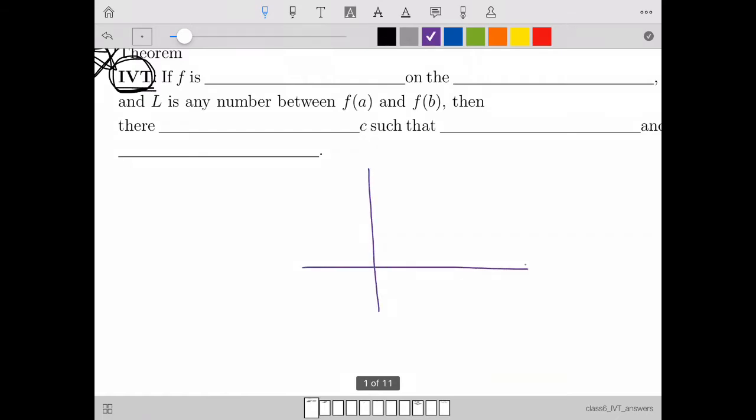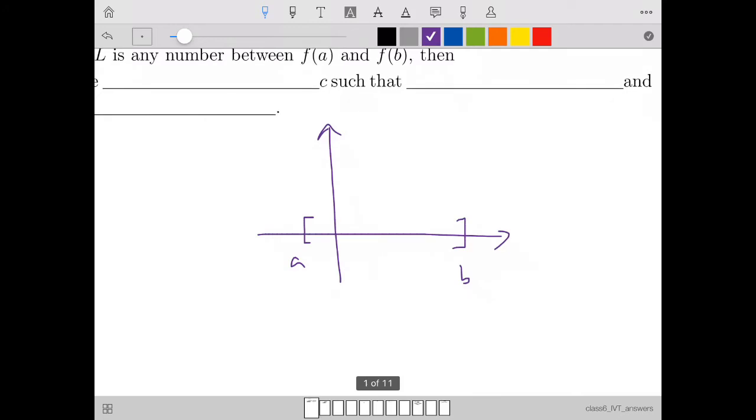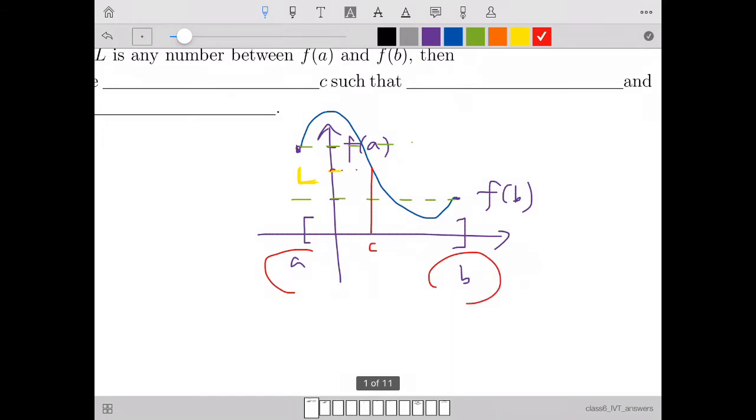If I have a continuous function on an interval a comma b, let's say this is f of a and this is f of b, and f is continuous on the interval a comma b, then f can go like this, right? Between f of a and f of b, you pick any number L, an intermediate value. Then you must be able to find c inside of this interval so that the value at c is L because of continuity. So that is the intermediate value theorem.